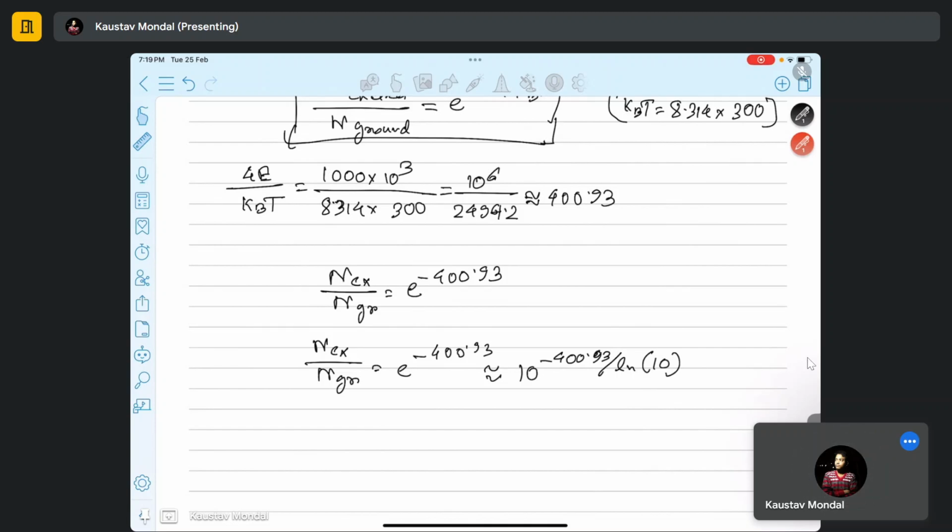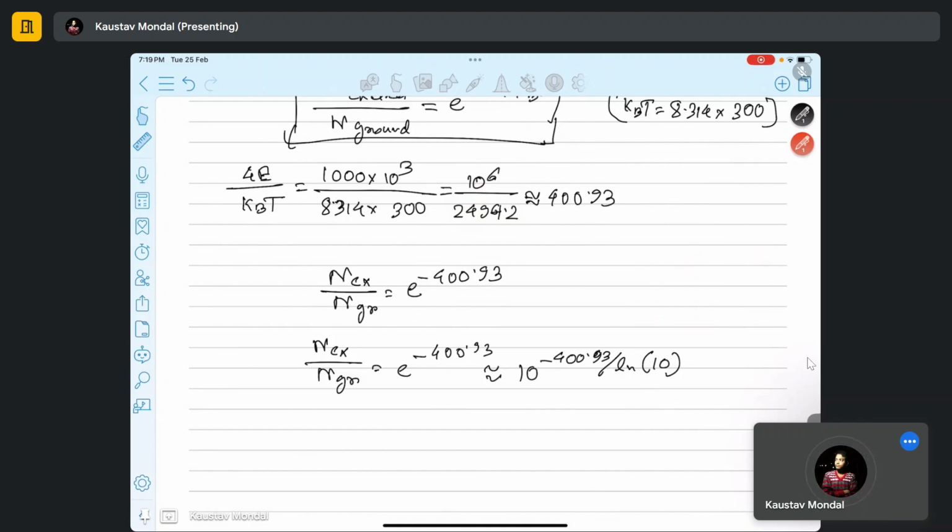Because we know that e to any power, let's suppose e to the power 4, we can write it like this, 10 to the power ln e base 4. Simply e to the power minus 4, you can write it like this, 10 to the power, then in that case it would be minus. So this way we are writing this.